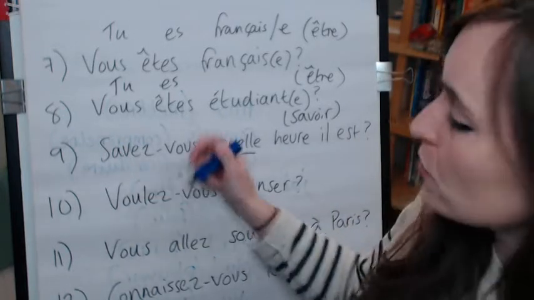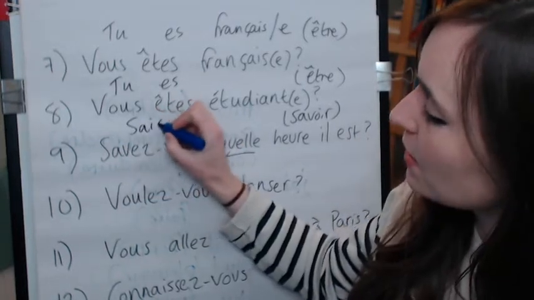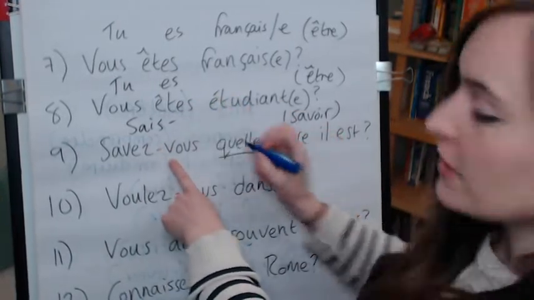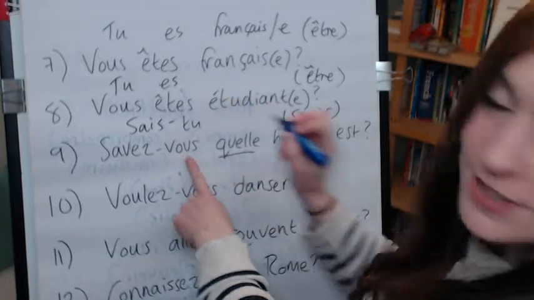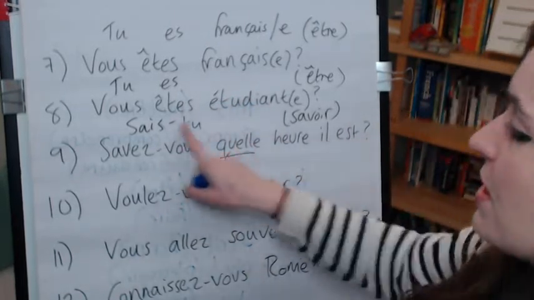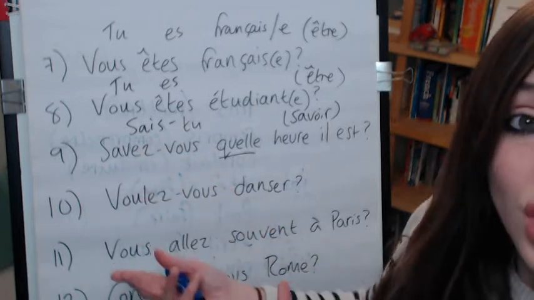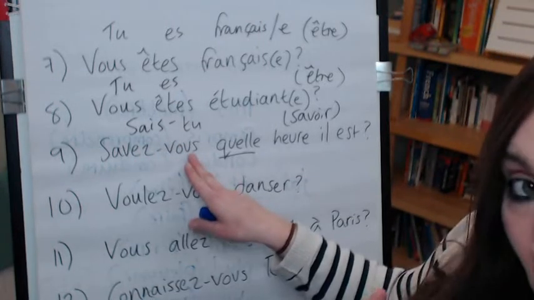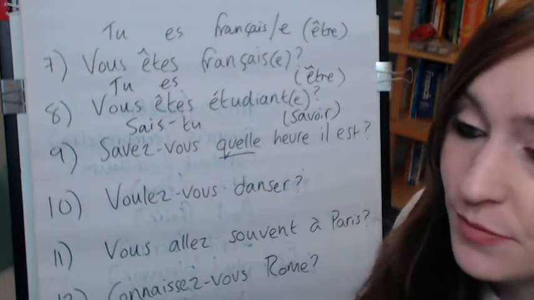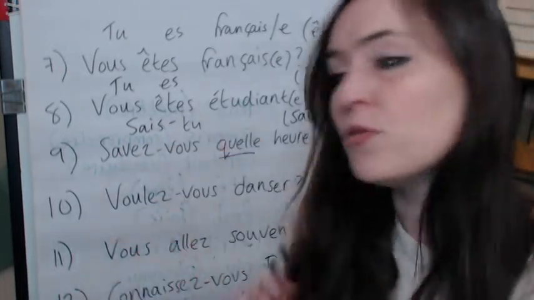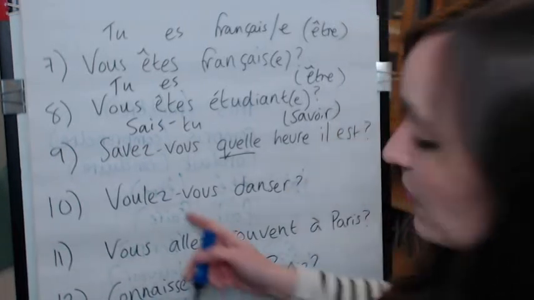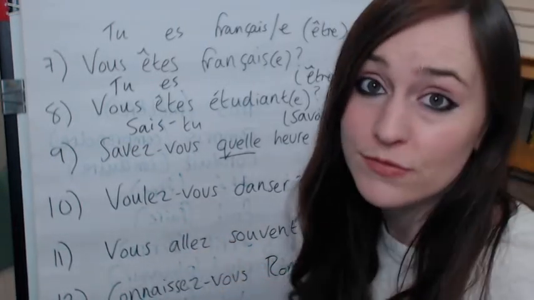So savez-vous becomes sais, that's the tu form of savoir. And then you keep the hyphen, and then you change vous to tu. Sais-tu quelle heure il est? So both of those mean do you know. That's the plural one, or the formal singular. That's the informal singular. Okay? Savez-vous becomes sais-tu.